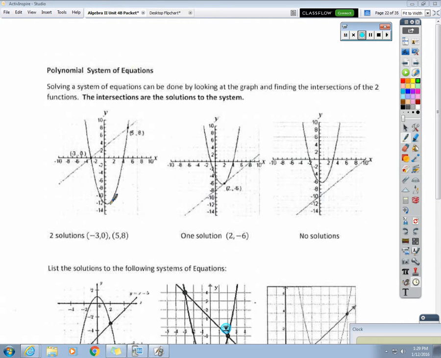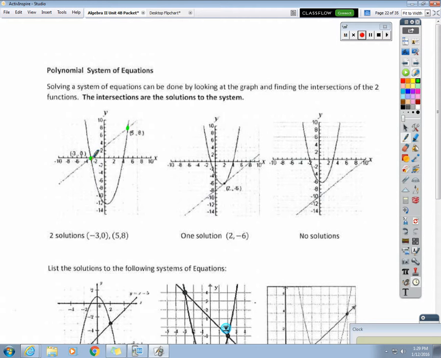So when we look at this graph, we see that we have a quadratic function which forms the parabola, and we have a linear function which forms the line. That's why it's called a system of equations, because there's two equations. Now, where they intersect is the solution to the system. So how many solutions are we going to have for this one? How many intersections are there? Two. They intersect here and they intersect here.